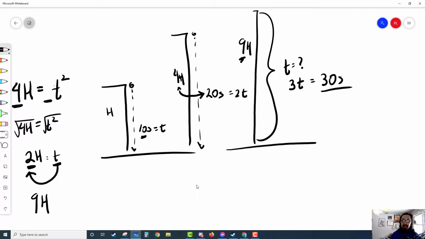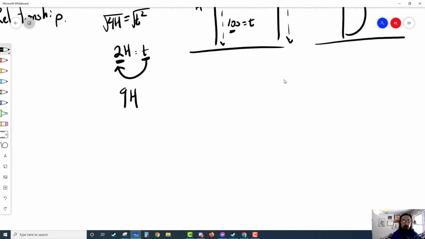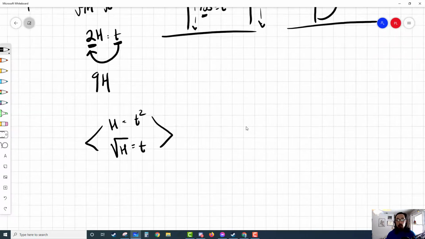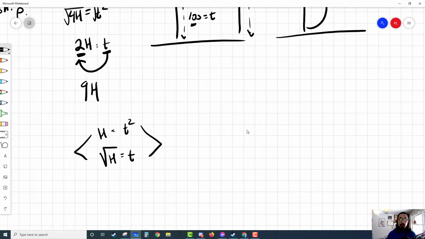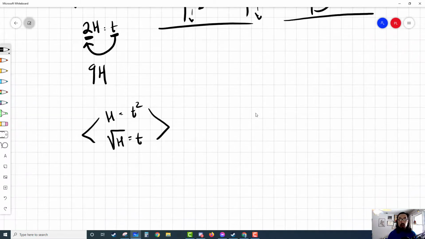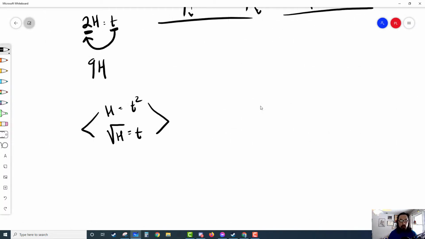Now this also works in the opposite direction. Knowing that we have h is equal to t squared, we can do it this way, or the same relationship is root h is equal to t. So we have two forms of the same relationship. If I were to shrink my height by a factor of 4, so the square root of 1 over 4, root 4 gives me 1/2. So we're trying to keep that relationship there.